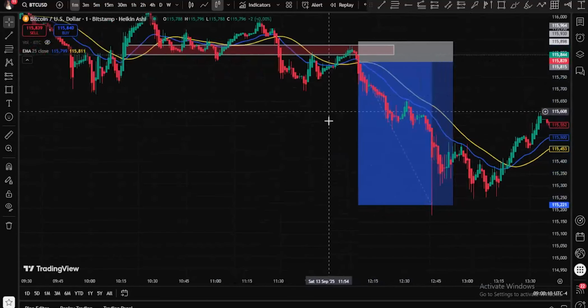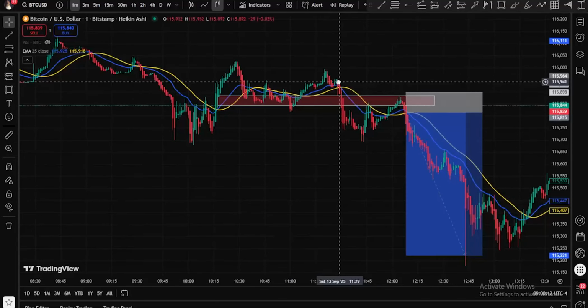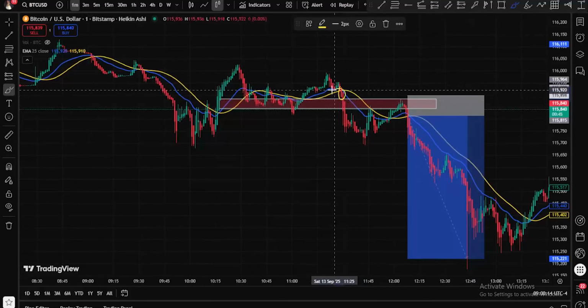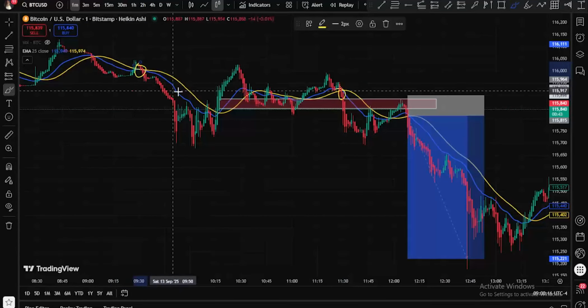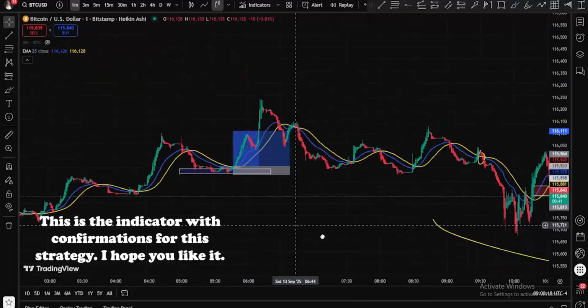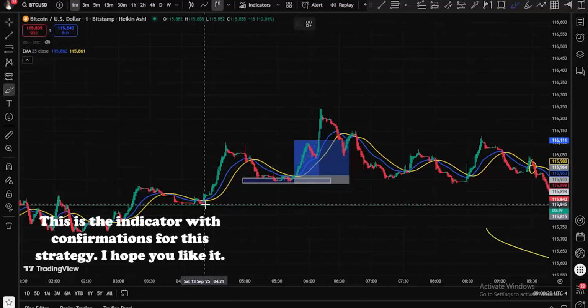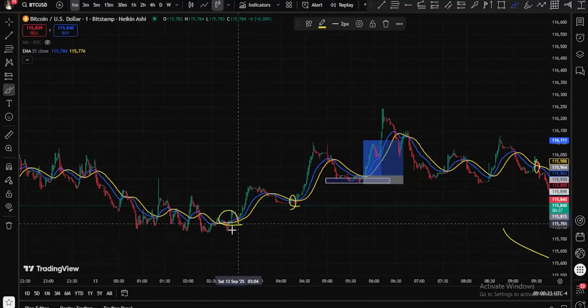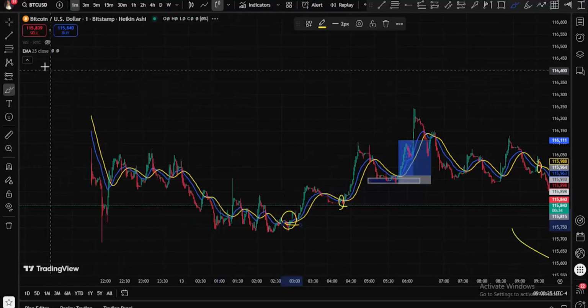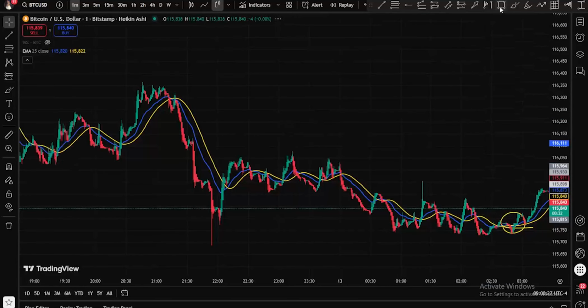So friends, this was a combined scalping strategy with EMA 25, SMA 15, Heiken Ashi, and Fibonacci. This strategy is both simple and effective, but remember that no strategy works without money management.